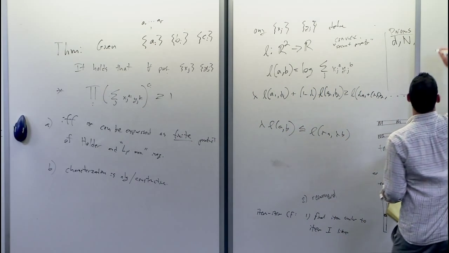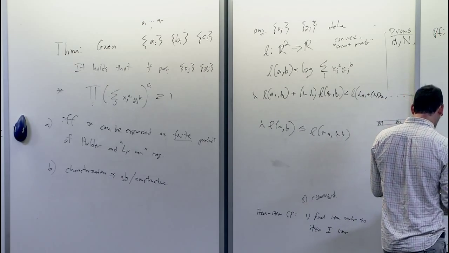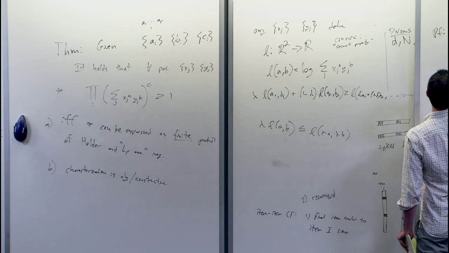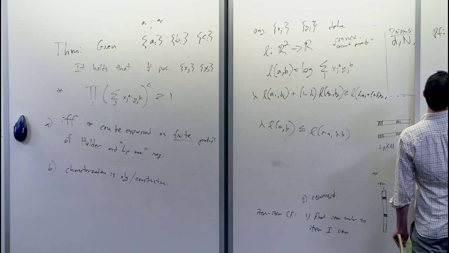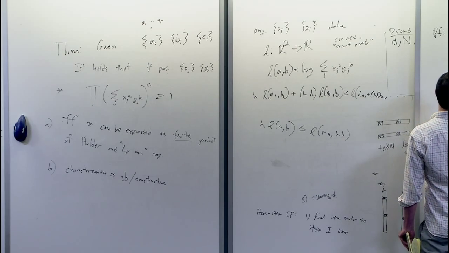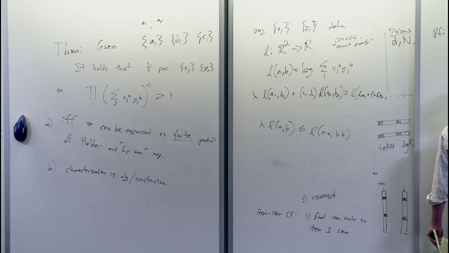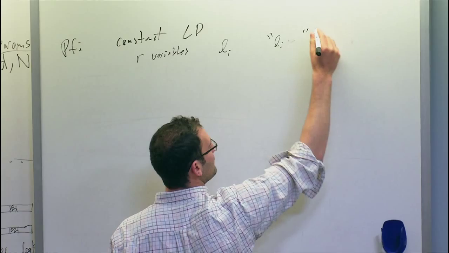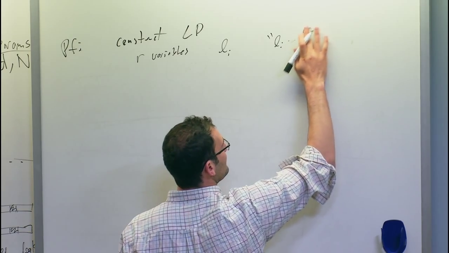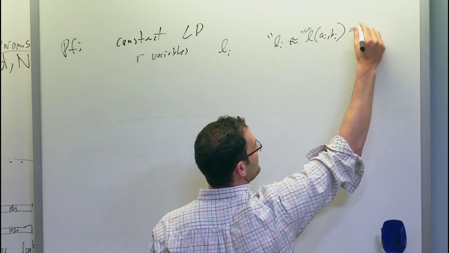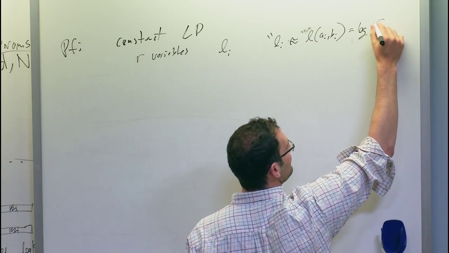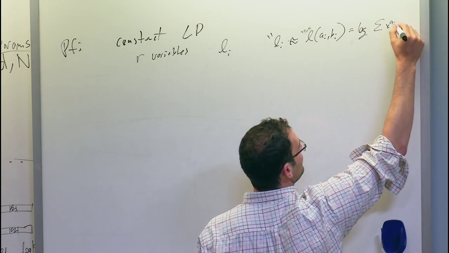Okay, so the proof of the theorem is basically the following. We're going to construct a linear program that has R variables. The variables, I'll say Li, and you should think of Li as being a proxy for L of Ai, Bi, which is going to be roughly the log of the sum of x to the Ai, y to the Bi.